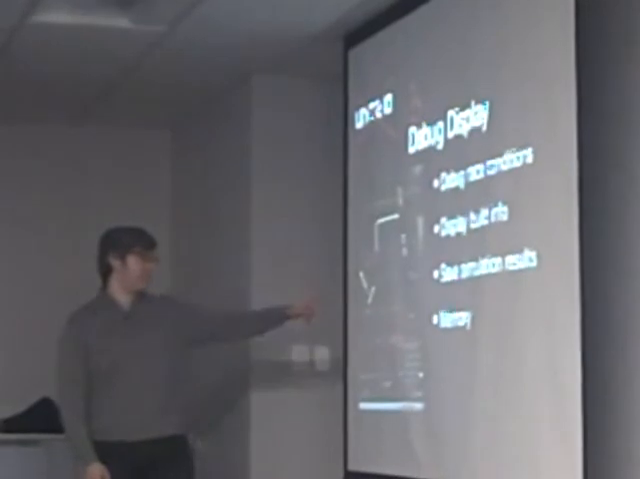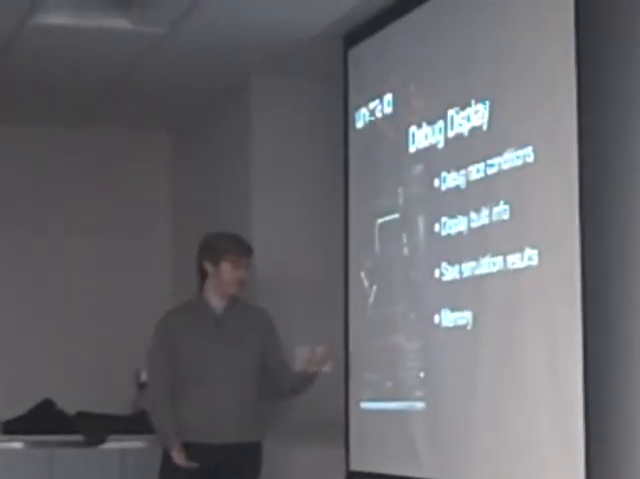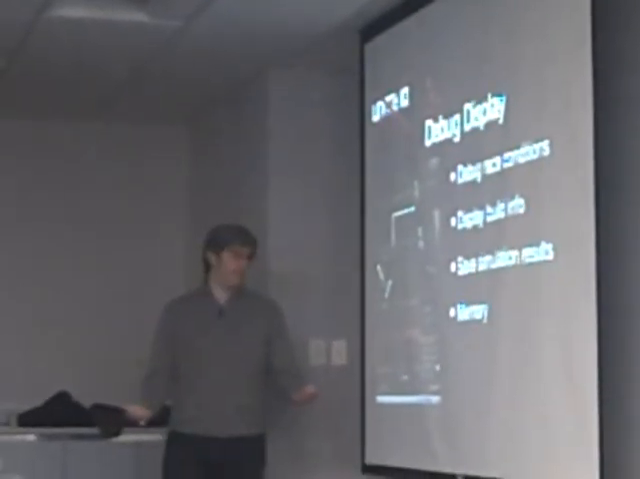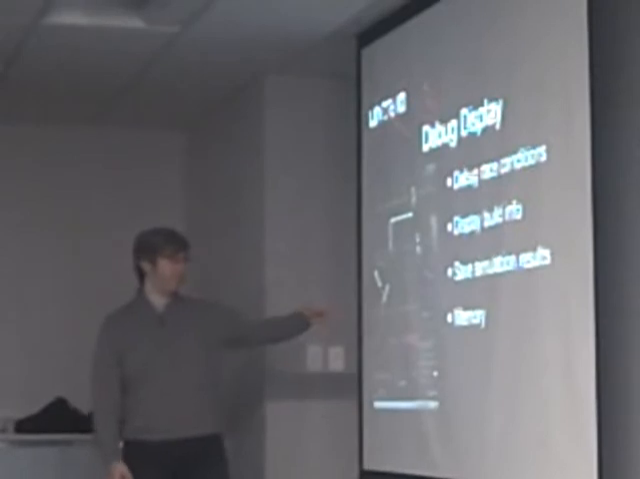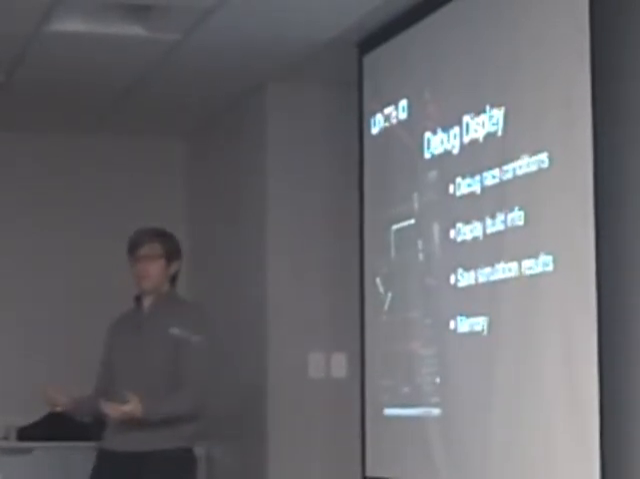Oftentimes, when you have a chaotic and complicated simulation, there's conditions the AI might not handle properly, and they might not show up very often. So that lets you save it to see exactly what was happening. You can also have debugging information in that result set.